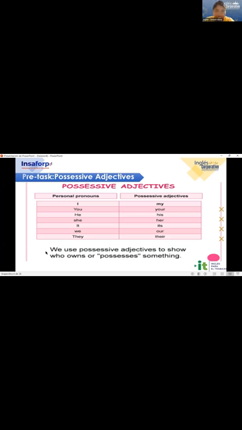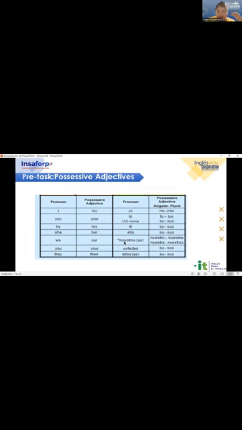Okay, now, when do we use possessive adjectives? ¿Cuándo utilizamos los possessive adjectives? Por ejemplo, para decir que algo es mío, como my house, your house, her house. My dog, your dog, my motorcycle, your motorcycle, my dad, your dad. Okay, excellent.